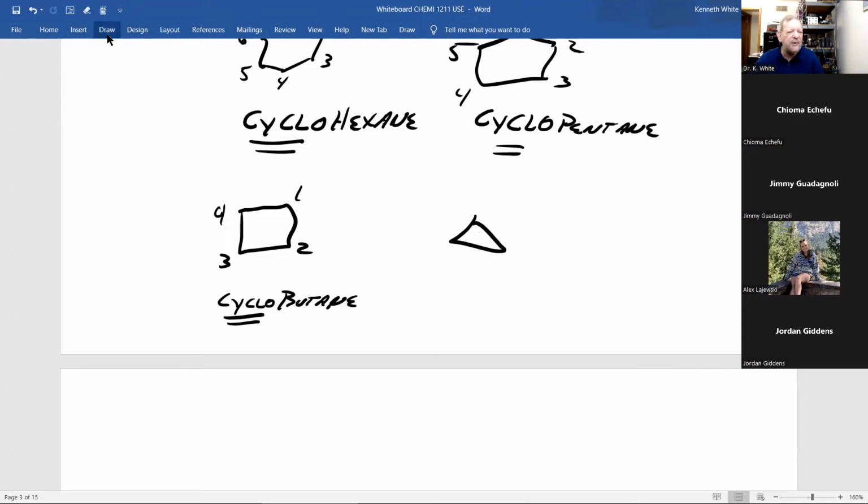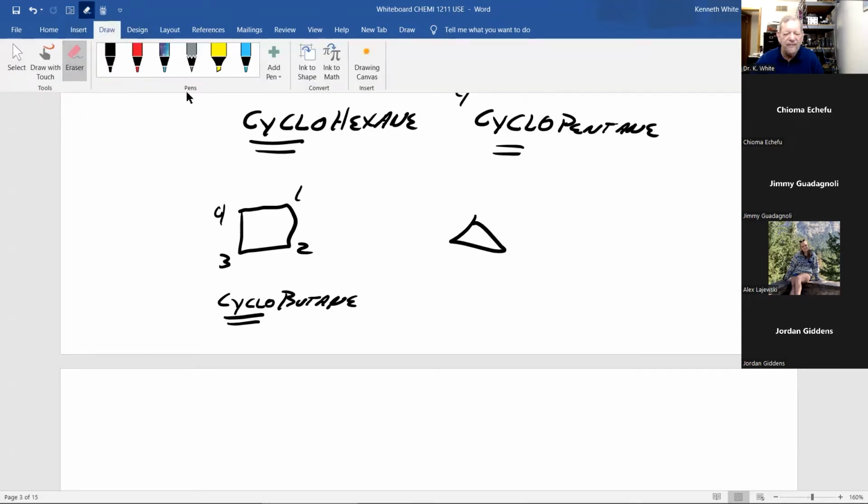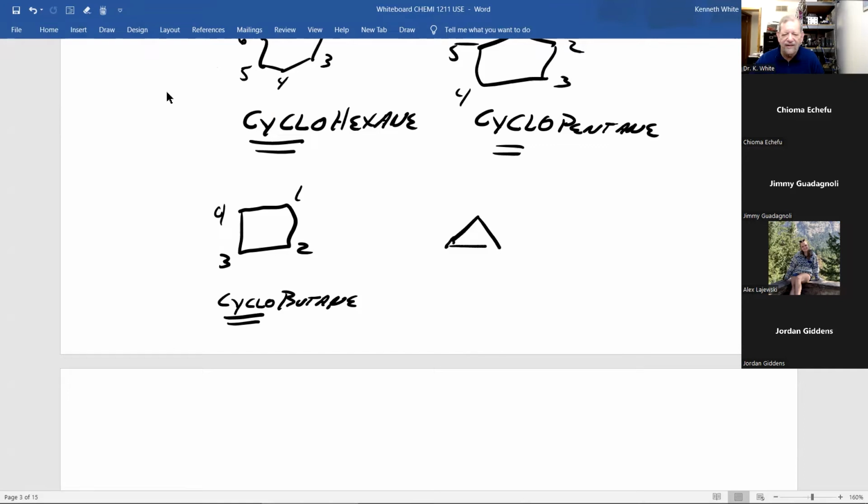Now, one more ring. How many carbons? Let me clean this up a little. How many carbons in that ring? No, it's not a triangle. It's a ring. This is organic chemistry. And the answer is 1, 2, 3. And its name, 3 carbons, propane. And it's a ring, so we need cyclopropane. Remember, don't forget the cyclo.